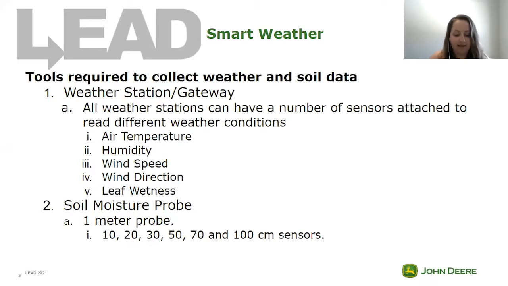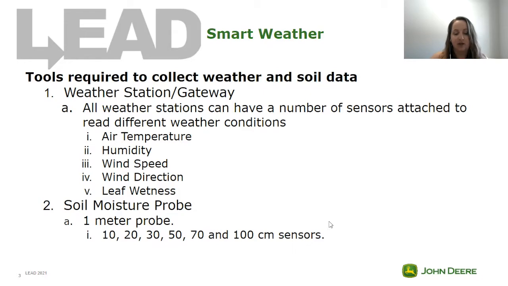So the tools required to collect weather and soil data. First of all, you need a weather station, also maybe called a gateway. We use both John Deere and Pestle weather stations. The weather station is basically the brains of the operation. It takes the information that is collected from the sensors in the field and transfers it to the data platform that FieldSmart uses. There are a number of different sensors that can be plugged into the weather station to read different weather conditions, such as air temperature, humidity, wind speed, wind direction, leaf wetness.